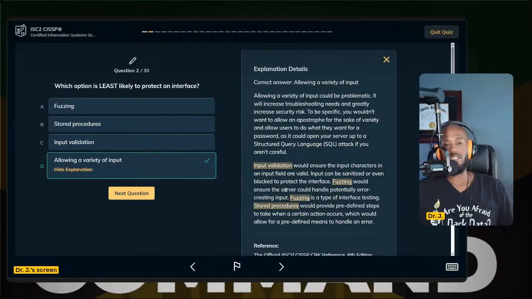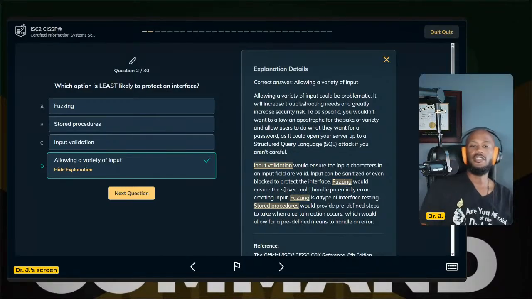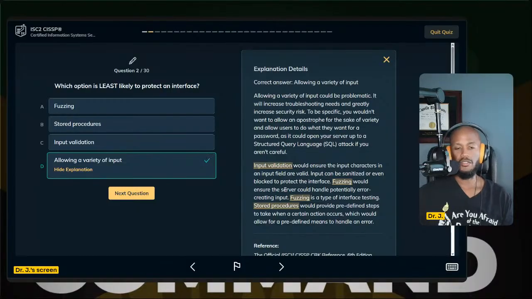Yeah, so allowing a variety of input could be problematic. It will increase troubleshooting needs and greatly increase security risk. To be specific, you wouldn't want to allow an apostrophe for the sake of variety and allow users to do what they want for a password, as it could open up your server to a structured query language, or SQL, attack if you aren't careful.